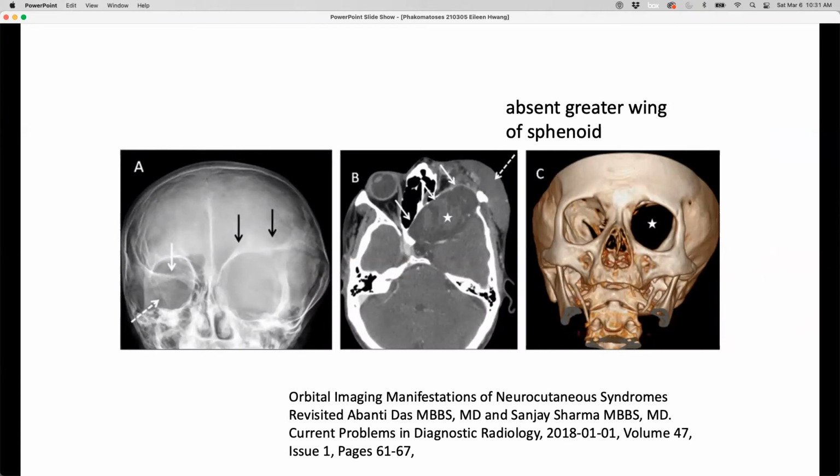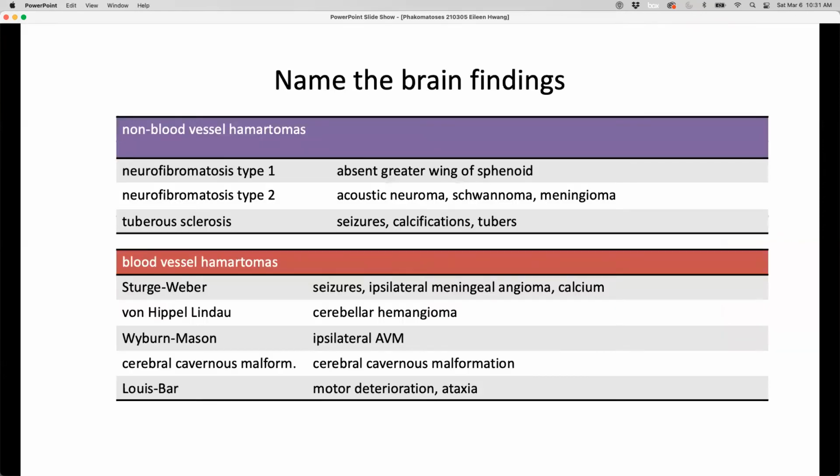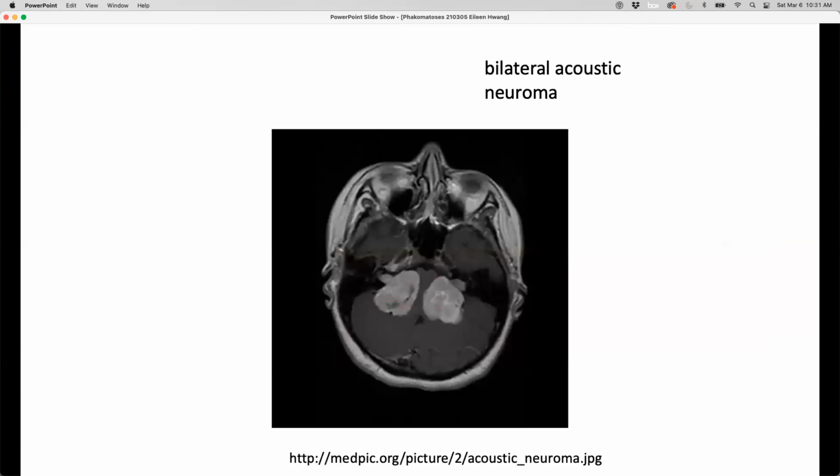Since I got rid of my animations, it's frankly labeled here in a very obvious way that this patient doesn't have a greater wing of the sphenoid on this side, as you can see here. And which syndrome is that present in? NF1. Great.